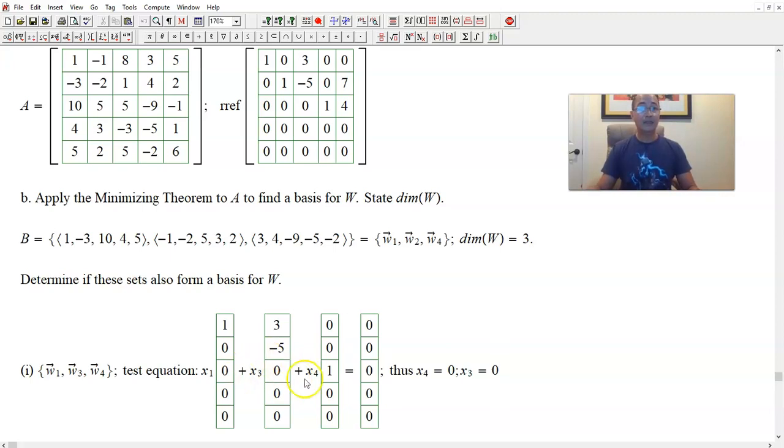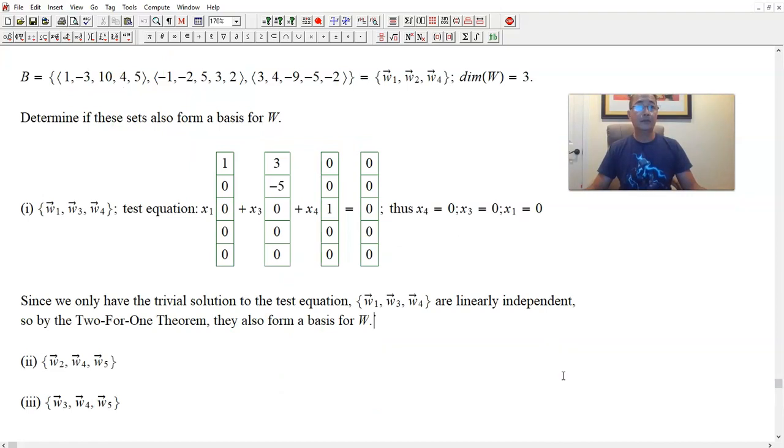And now that these two are zeros, that one has to go away. So x1 is 0. So we only have the trivial solution to our test equation. And therefore, these 3 vectors are linearly independent. Thus, they are a basis for W.